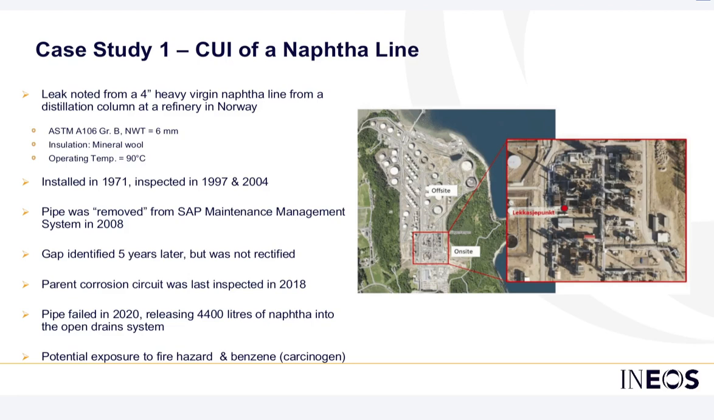There were no visual checks, there was no line walk, and it meant that when the line failed, it was unexpected. A lot of people were working in the area, and this is a map of the refinery showing where the failure was. And those people were exposed to a fire hazard, although, to be fair, the material went into an open drain system, but if it had caught on fire, a lot of people may have been harmed. And these people also did not have the right kit, and they were exposed potentially to a carcinogen.